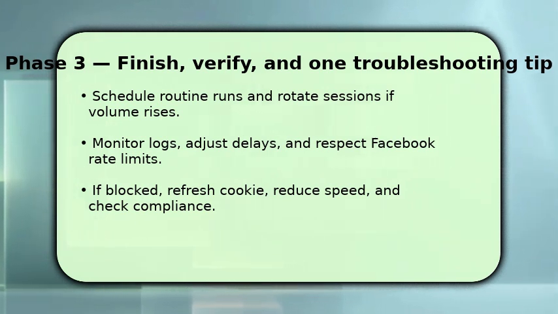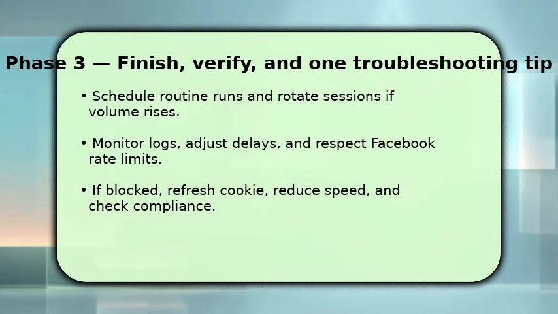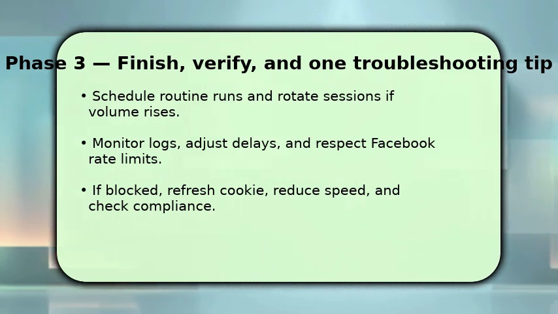If an action fails or you receive blocks, pause runs immediately, refresh the exported cookie or re-authenticate, and reduce speed. This usually resolves temporary enforcement. Finally, document your settings and keep one troubleshooting tip ready.